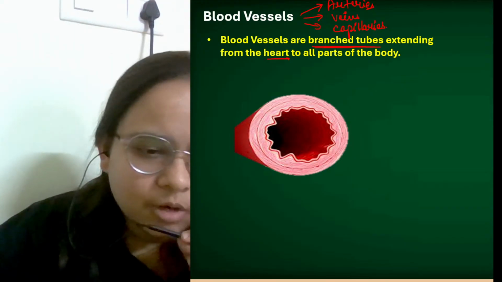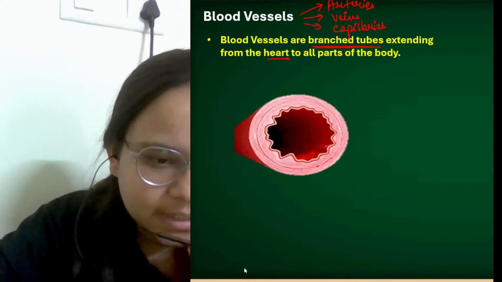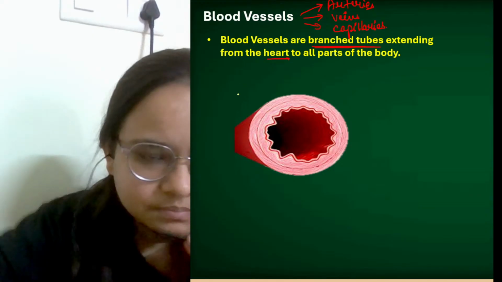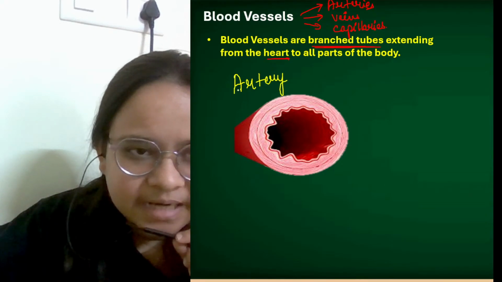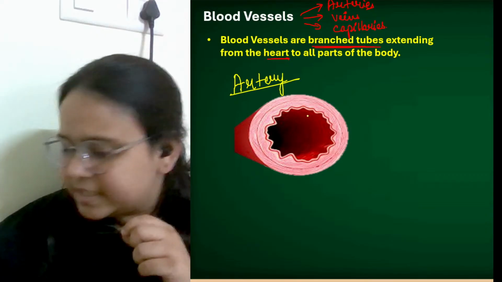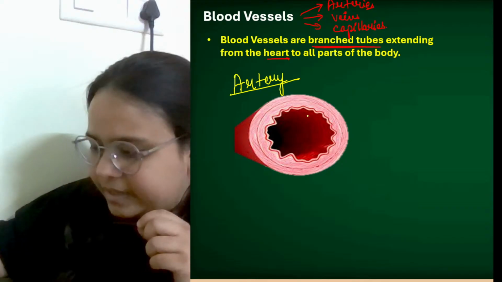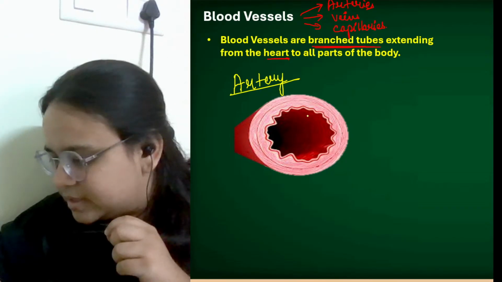Now let's talk about them one by one. So first I am talking about the arteries. The picture that you can see is an artery. Artery is also a blood vessel. Now there are certain things that we need to understand and take out the differences.